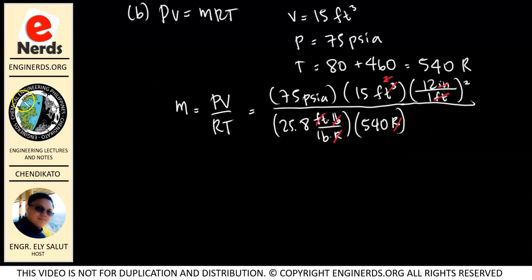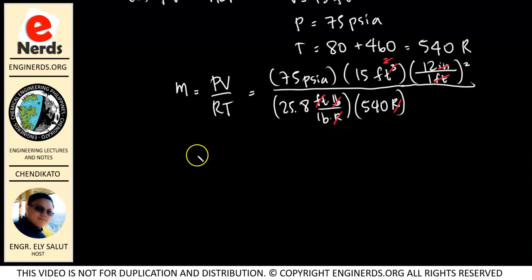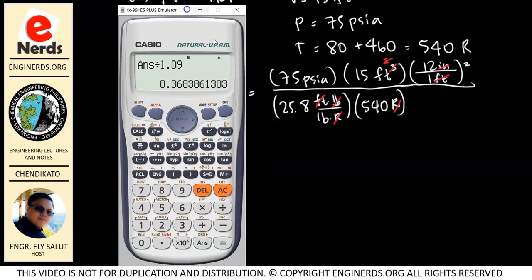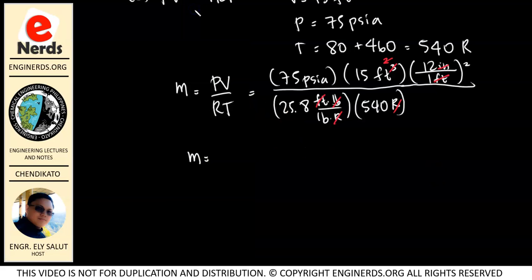So our mass will be equal to, let us use our calculator now to solve this. We have 75 times 15 times 12 squared, divided by 25.8, then divided by 540. We have 11.63 pounds. So this is our answer for letter B.